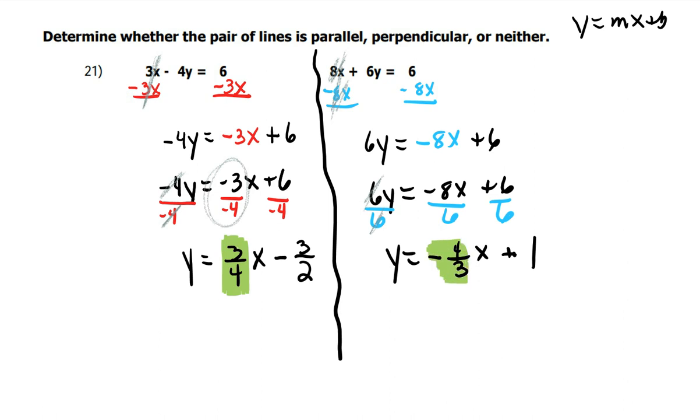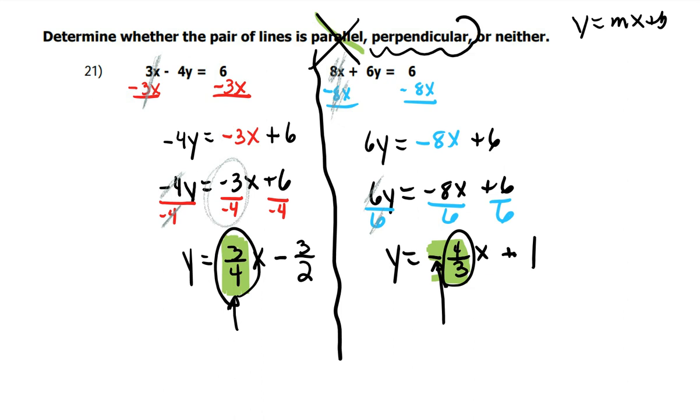Now I can tell you right now they are not parallel. If they were parallel, they'd be the exact same slope. So they're not parallel. Are they perpendicular? This one is positive, this one is negative, and 3/4 and 4/3 are reciprocals. So that makes the answer perpendicular. They are perpendicular because they're opposite reciprocal slopes.